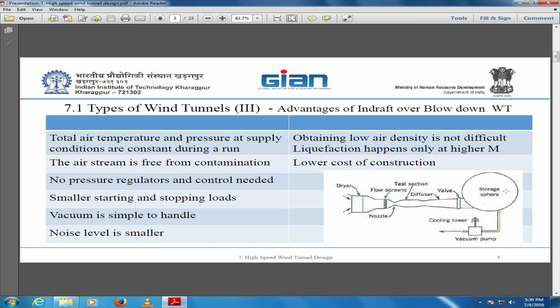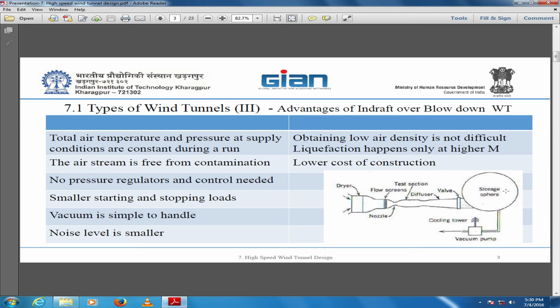And lower cost of construction, because a vacuum pump is cheaper than a pressurizing pump. But usually you have pumps on the other side also. You don't use the free air, so this type of saving is not practically there. But if it's only a suction concept, then it will be cheaper. You don't need a big compressor. You can have a vacuum compressor, which costs much less.